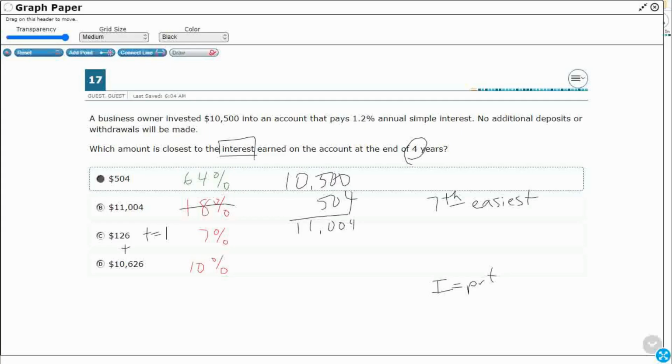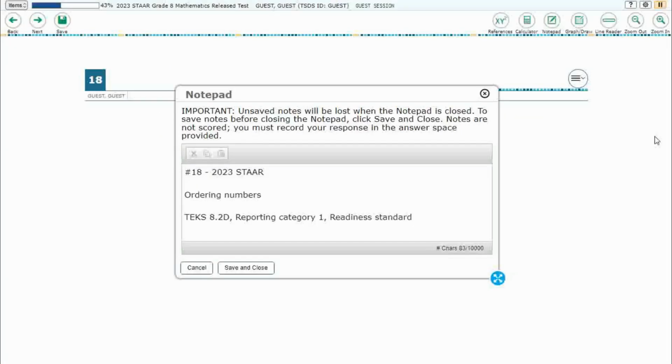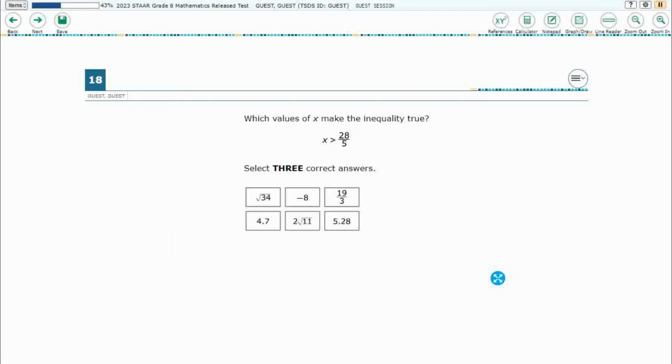So there are a few ways to make some mistakes there, but our answer is A, and we did pretty well on that, 64%. For number 18, we are looking at TEKS 8.2D. This is asking us to order numbers, a readiness standard in reporting category 1. We have a hot spot here, so we need at least 3 answers.